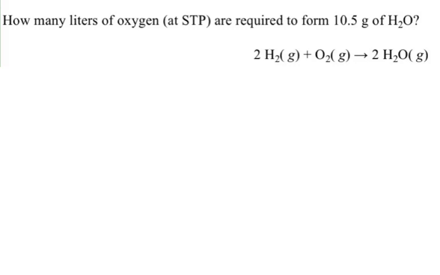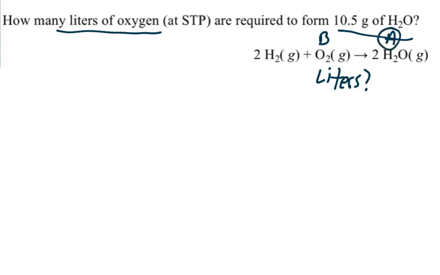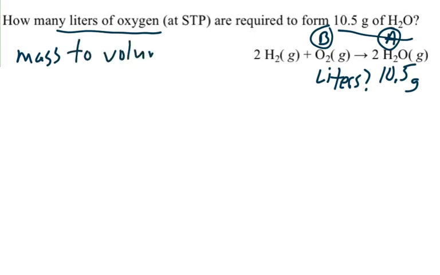Okay, so I'm assuming you are back. Notice the equation is already balanced. They're asking us for liters of oxygen. So oxygen is our unknown, or our B. So we're looking for volume. The given here is 10.5 grams of water. So let's call water the A here, the given. And we got 10.5 grams. This is a mass to volume problem. You are given A in grams, and you're being asked to find B, oxygen, in liters.